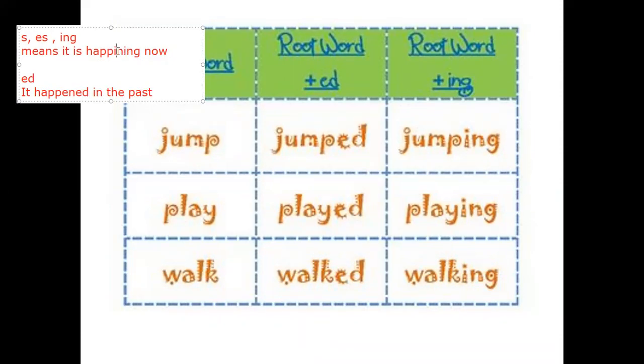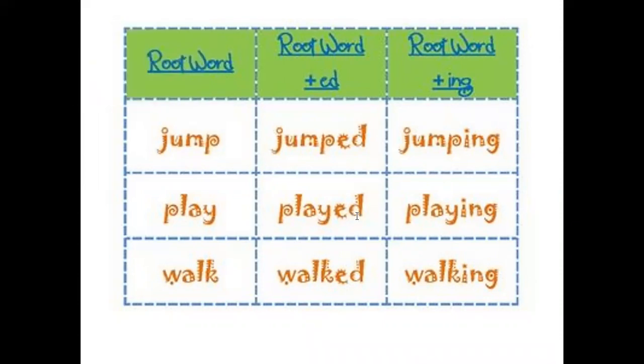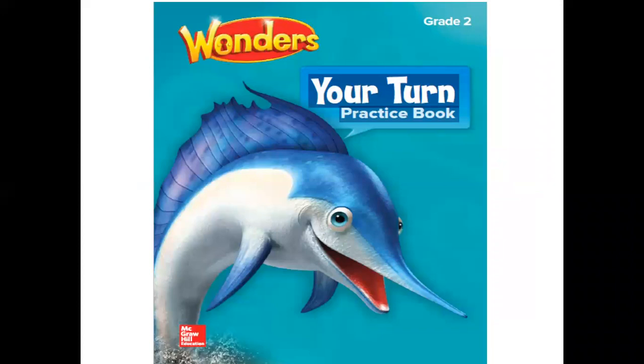But here I wrote it should be E and double N, do you know why? Because we have a vowel followed by a consonant, so we will double the last consonant before adding ed. So jump, jumped, jumping. Jump is the root word, jumped and jumping. Here when we add ed or ing, play, played, playing, the base word is play. Walk, walked, walking, the base word is walk.